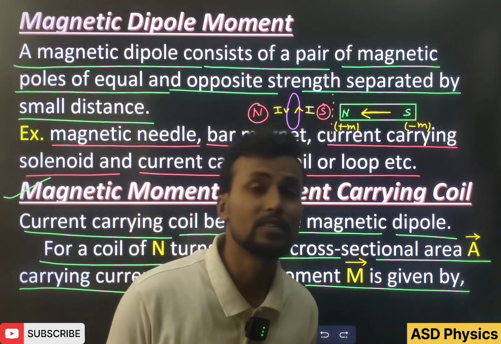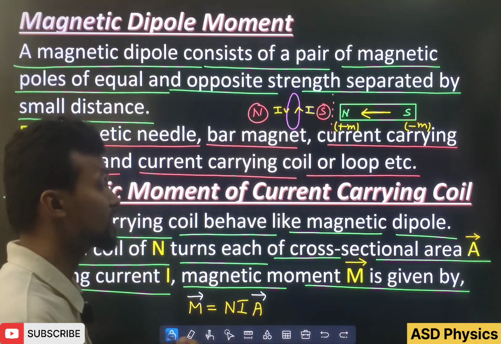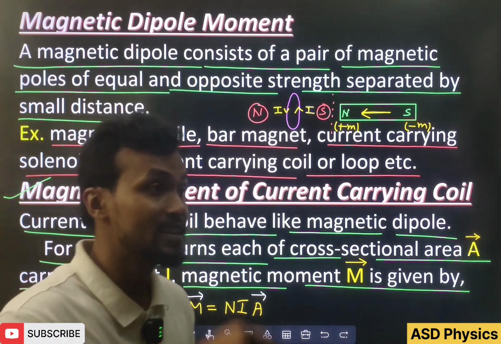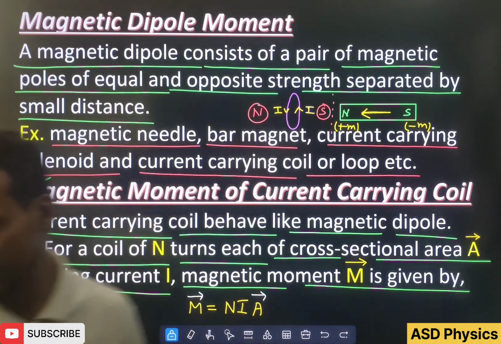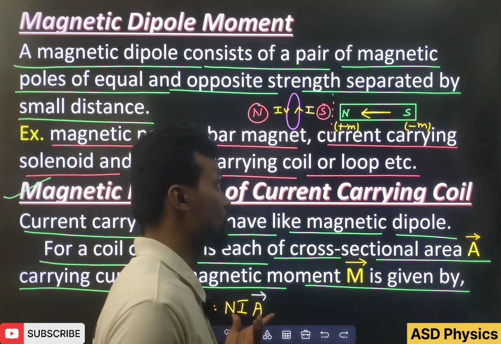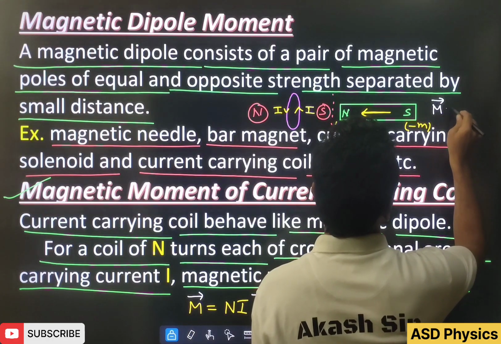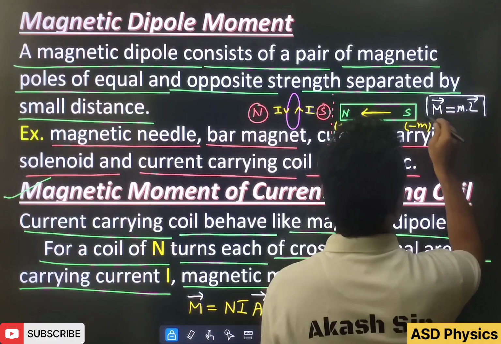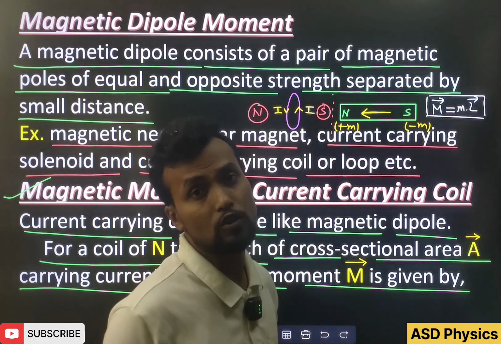Even when we calculated the electric flux and magnetic flux, there also we took area as a vector, and that area vector direction is always perpendicular to the plane of the coil. We'll see now. This one we have written for the electromagnet. In the next chapter the formula will be capital M equal to small m into L, but this will come in further chapters, where m will be the pole strength and L will be the effective length of the magnet.